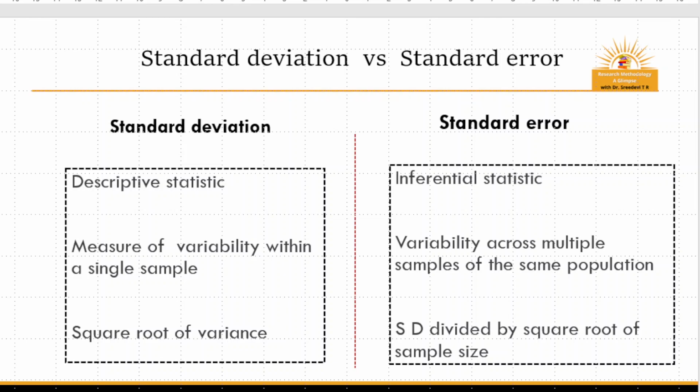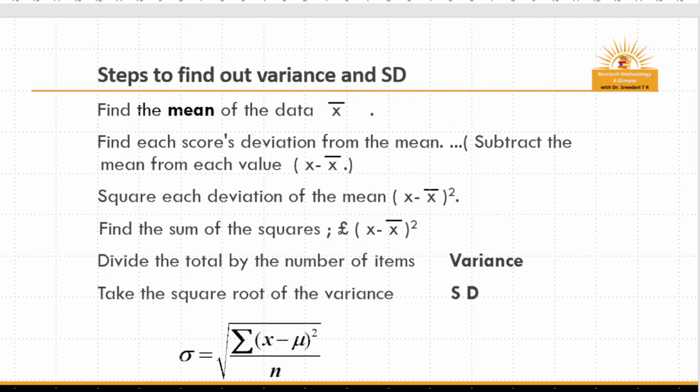Standard deviation is the square root of variance. That is the square root of the average squared deviation score. Standard error is calculated by standard deviation divided by the square root of the sample size. Let us see how standard deviation is calculated. This I have already discussed with examples in a video. Steps to find out variance and standard deviation.